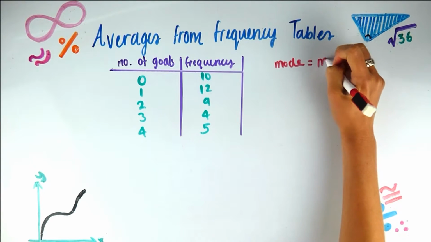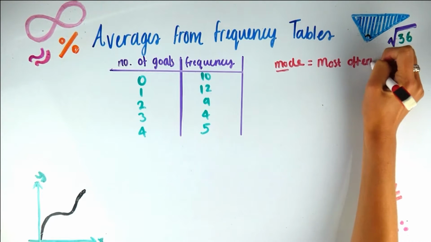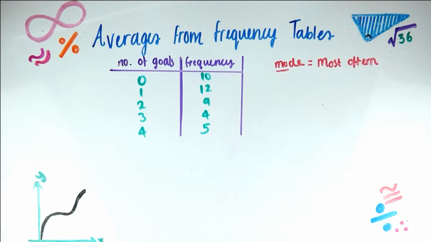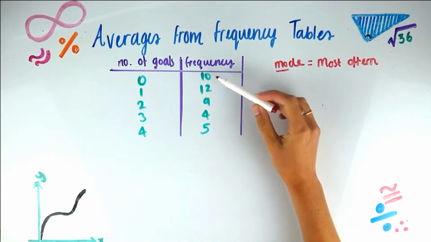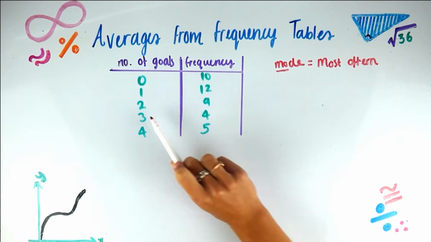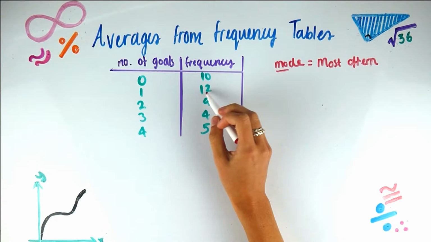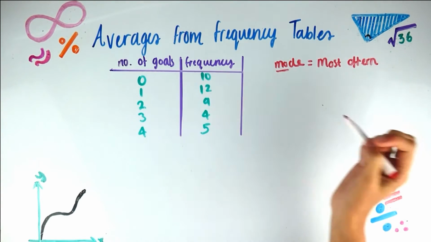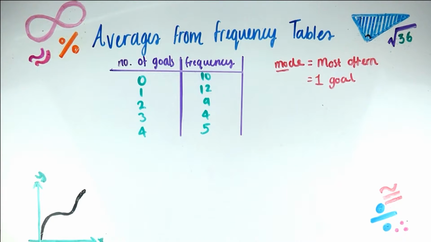We know the mode is equal to the MO, the most often. So for the mode, you pick the category that has the highest frequency. So here we can see 0 goals were scored in 10 games, 1 goal was scored in 12 games, 2 goals in 9 games, etc. So the most often number of goals scored was 12, which was only 1 goal. So the mode is 1 goal because that happened in 12 of the matches and that is the most frequent.